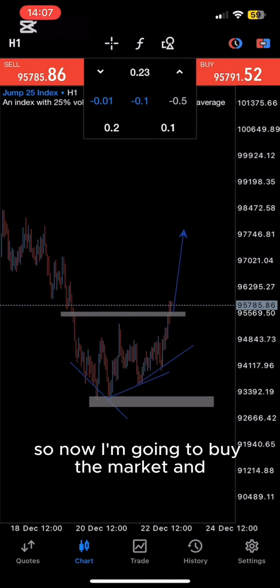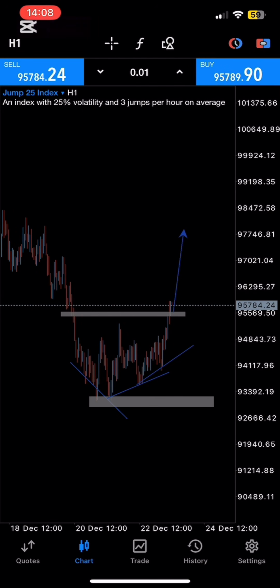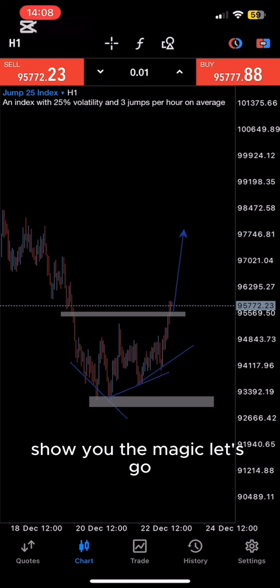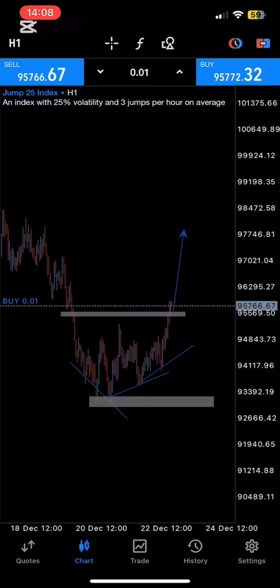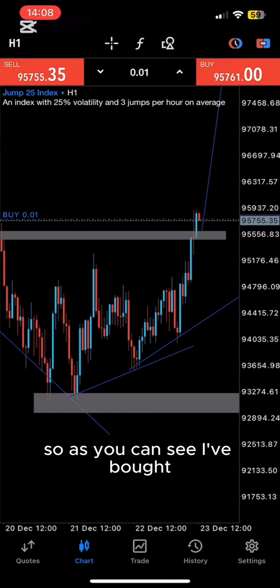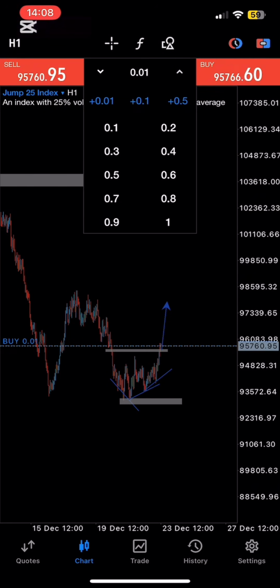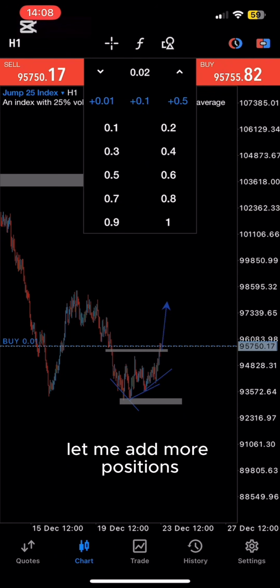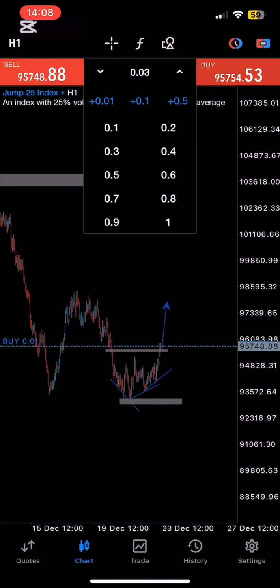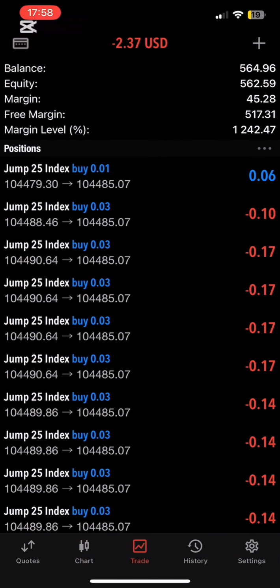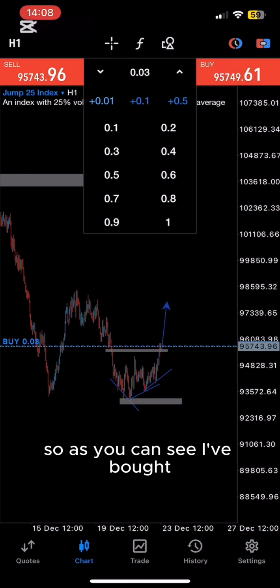So now I'm going to buy the market and show you the magic. Let's go. So as you can see, I've bought. Let me add more positions. So as you can see, I've bought.